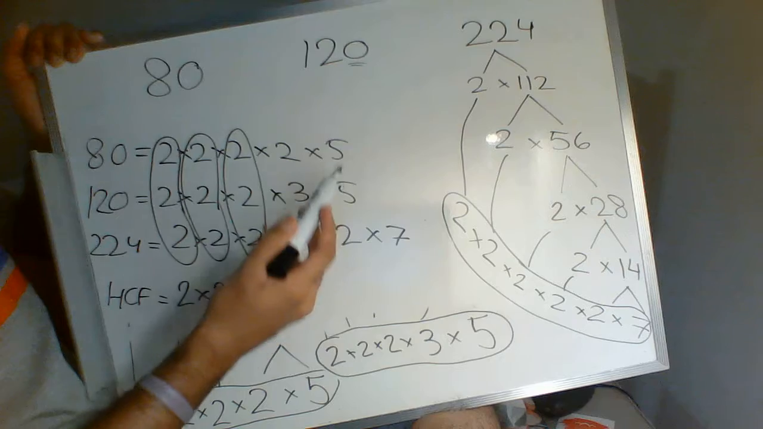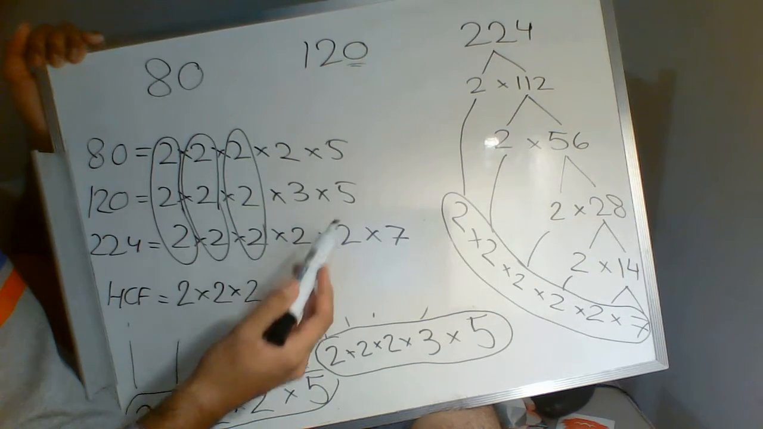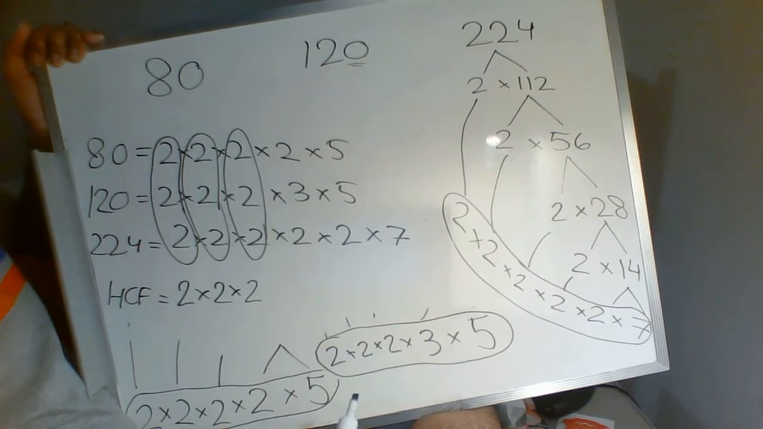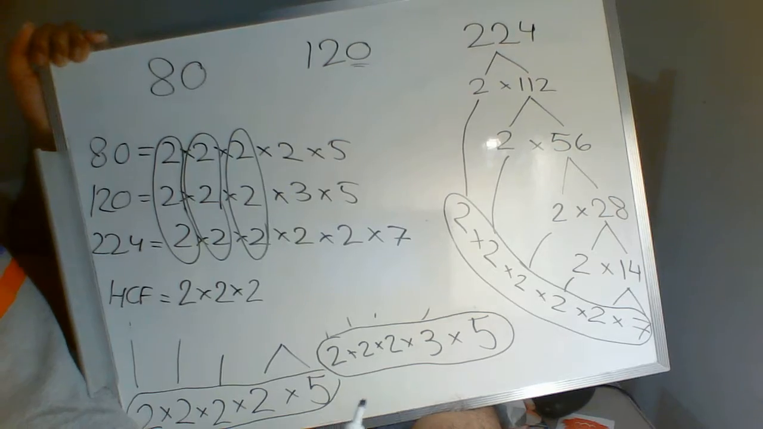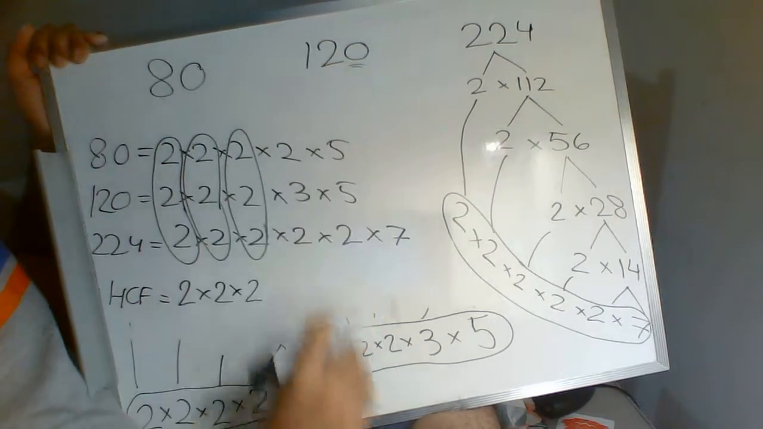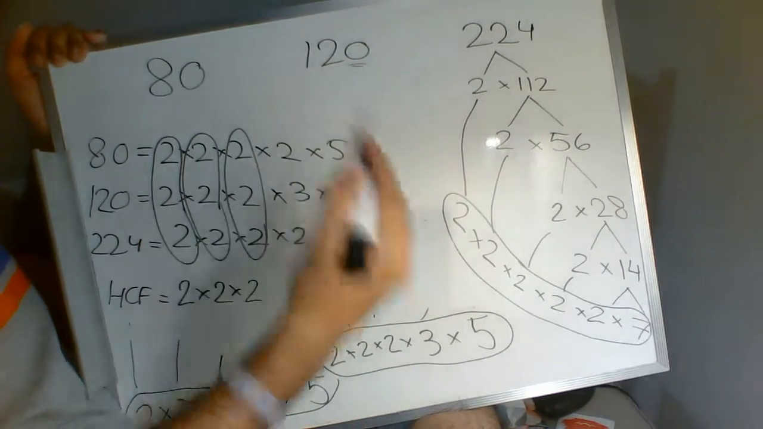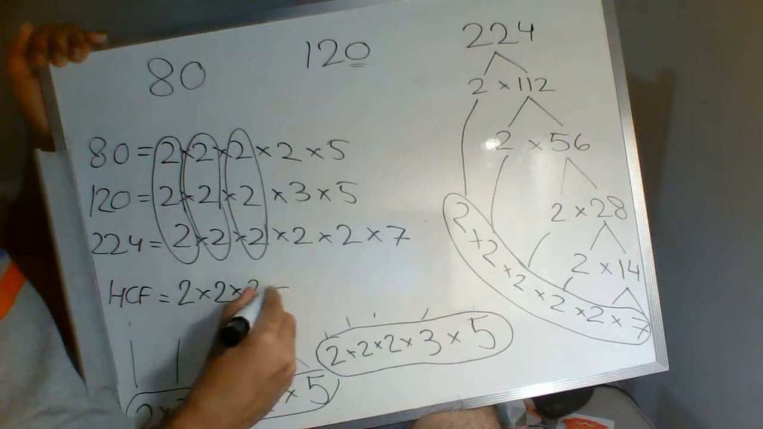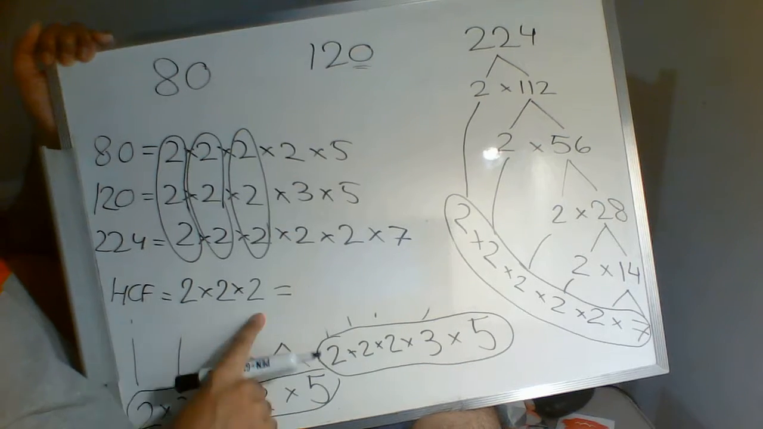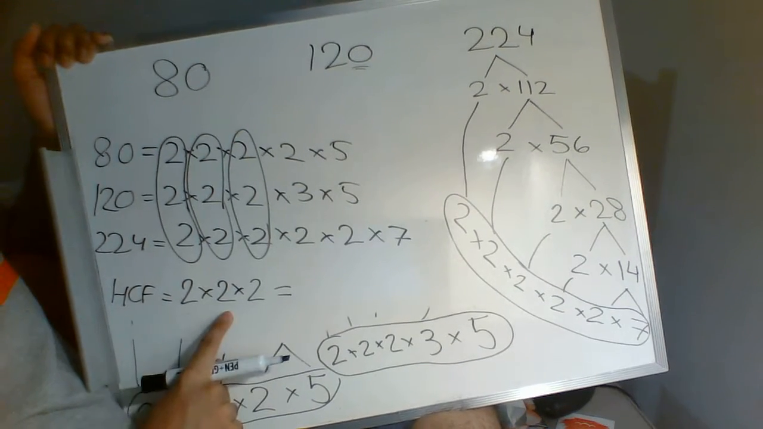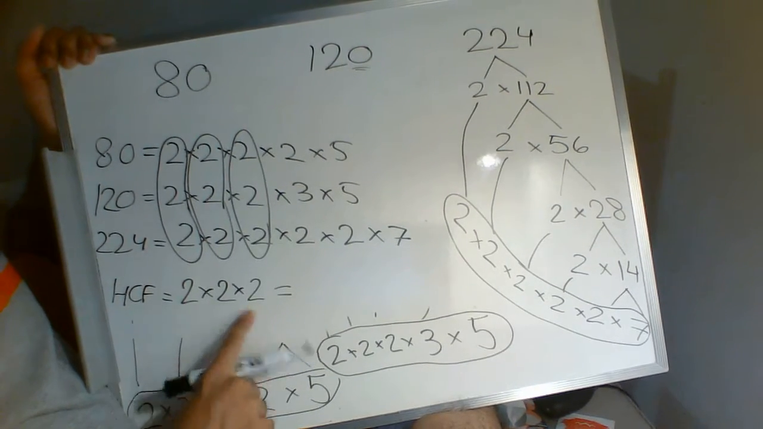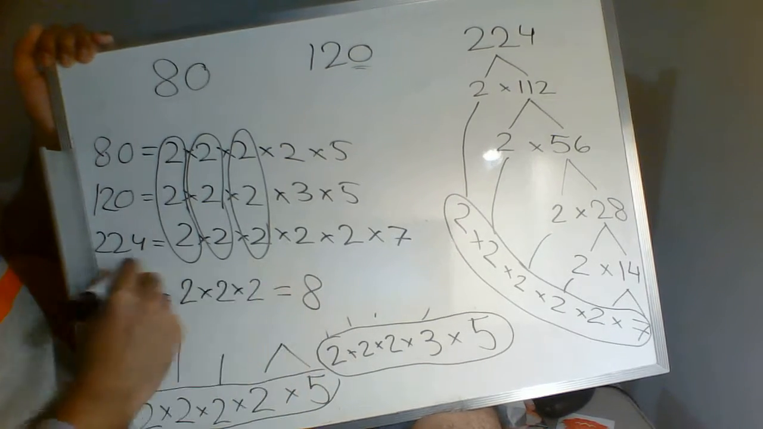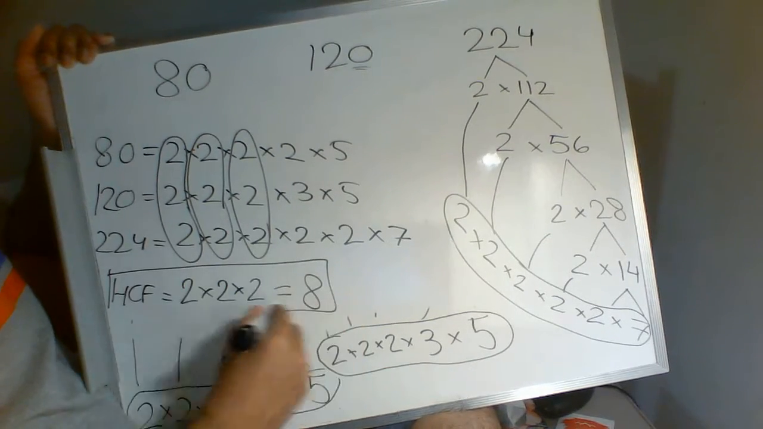And same deal with the 5. We've got a 5 in the first line and in the second line, but none in the third line, so we can't use that. So all of these numbers that haven't been circled, because they don't show up in all 3 lines at the same time, get thrown out the window. And for our HCF, we just multiply whatever we have down here. 2 times 2 is 4, times 2 is 8. So you get that your highest common factor is 8.